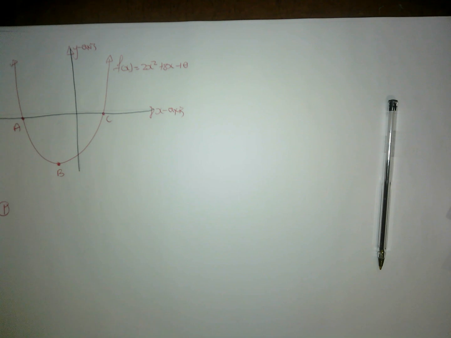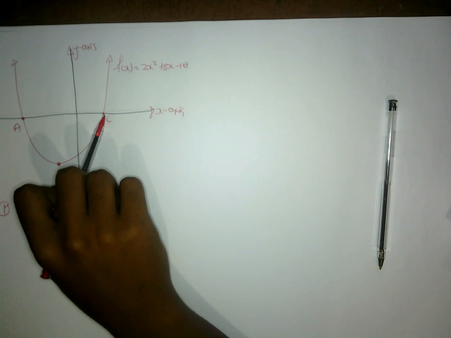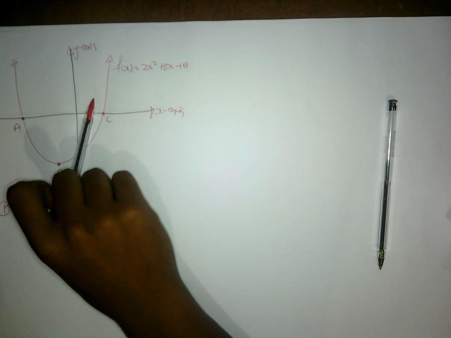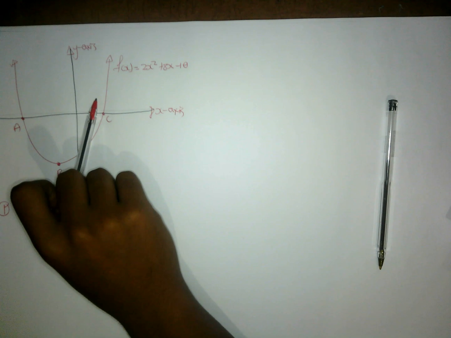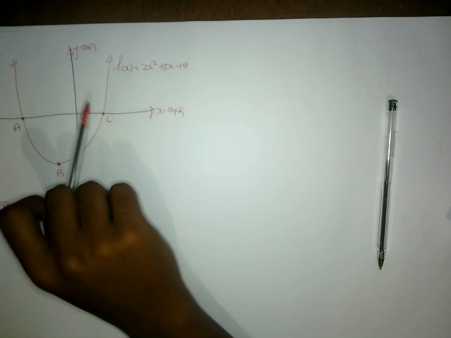Question 1 is saying, determine the x coordinates of the graph of f of x at point A and C. So we must determine the x coordinates here. They can also say x-intercepts, they can say roots. There's one more word that they can use. But if it's any funny word, it is its x coordinates, its roots, whenever it cuts the x-axis.